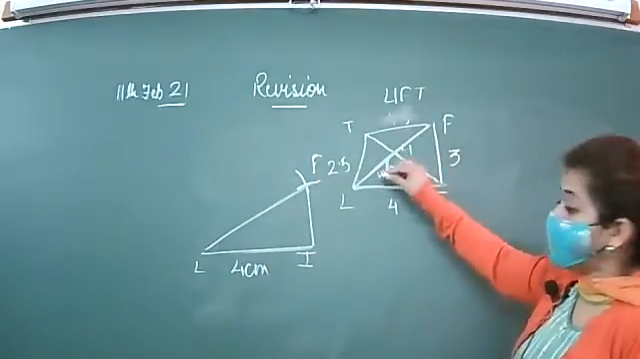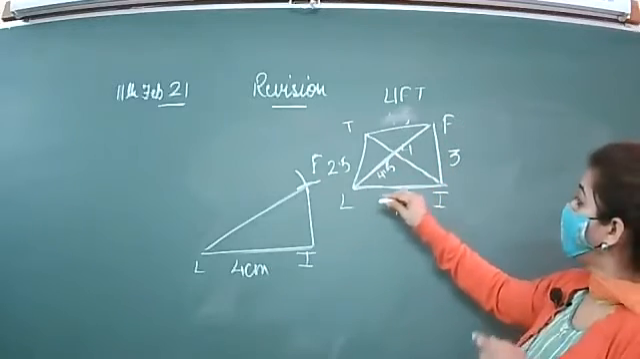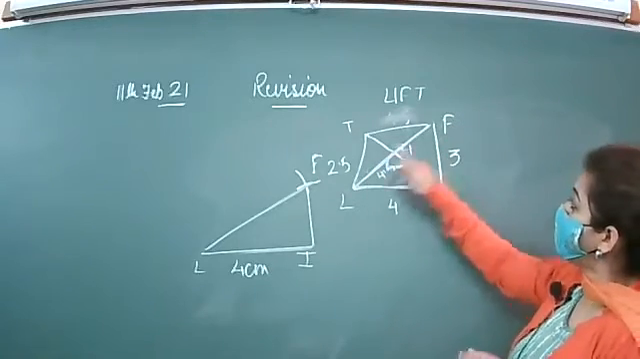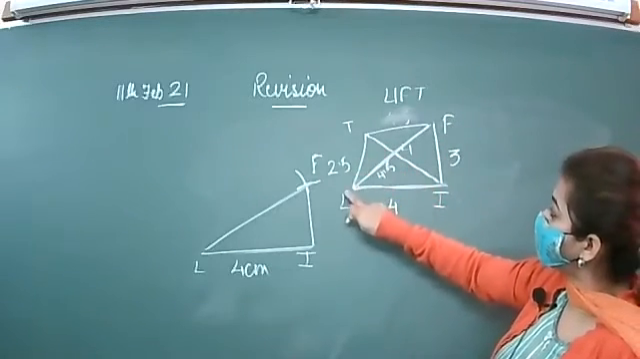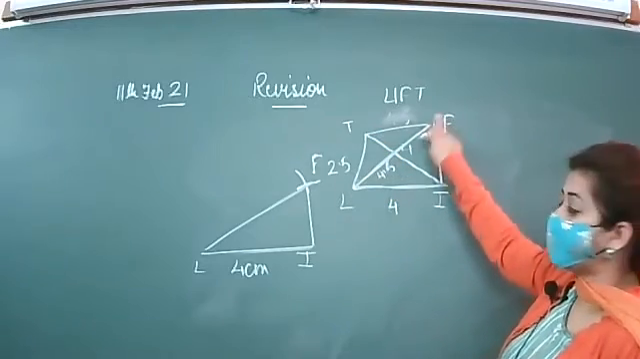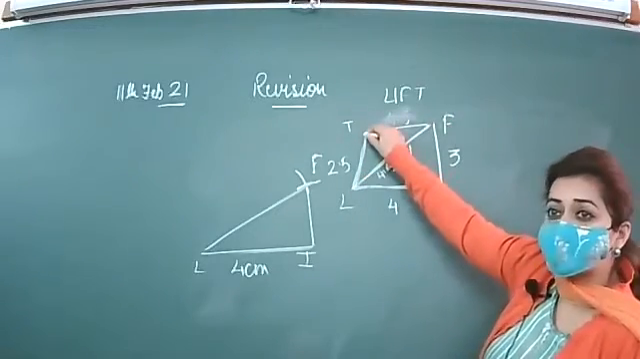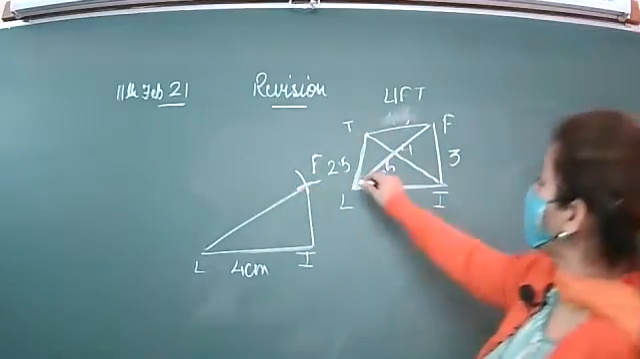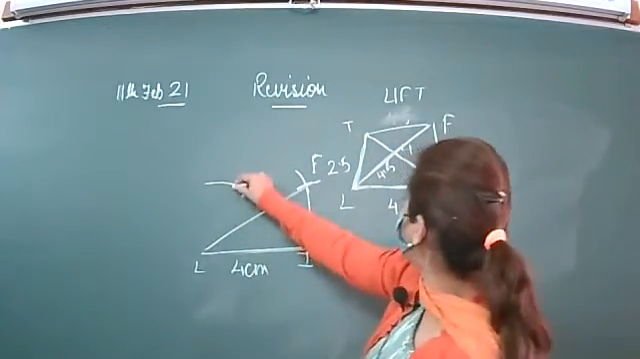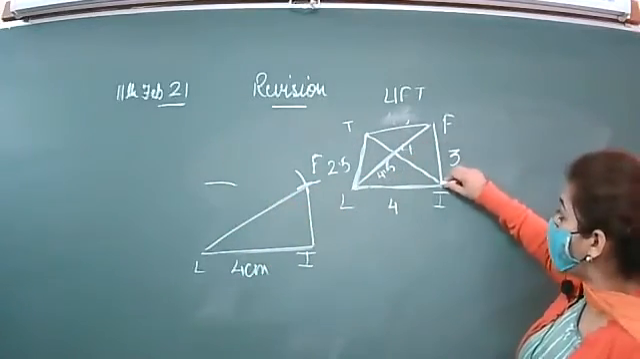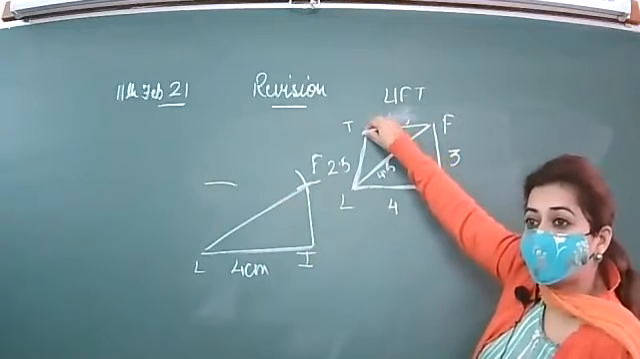Now this triangle we have constructed, this triangle we have formed. Now it's turn to draw this triangle LTF. So this line is given to you, that is 2.5. So from here you will draw 2.5 and from I you will construct 4.